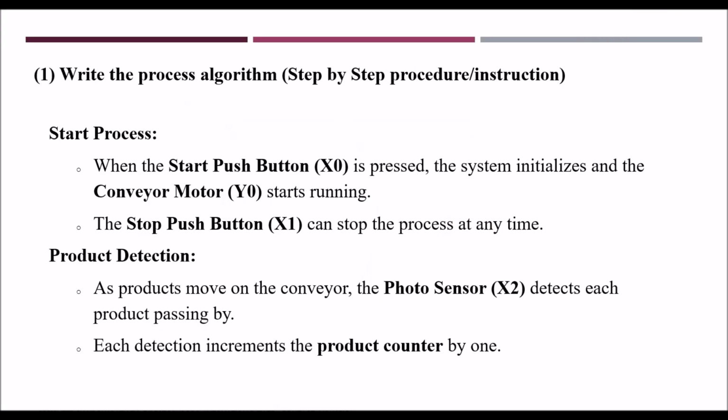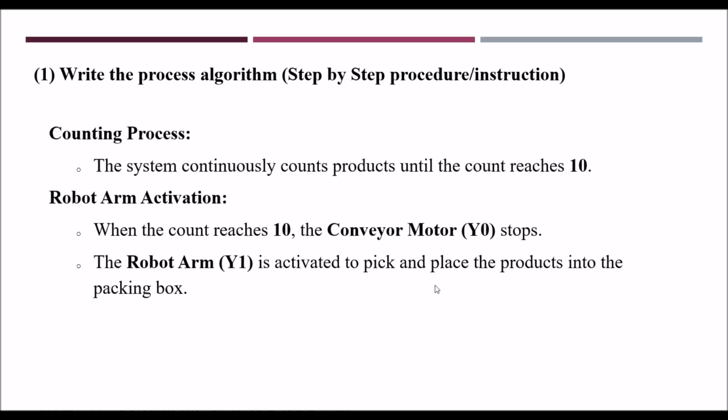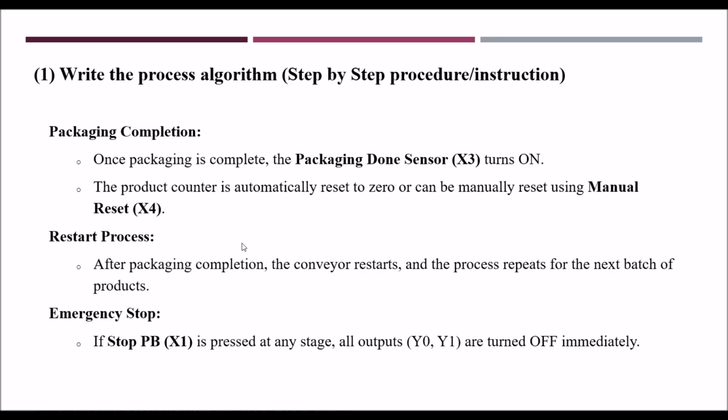This is the step by step. Please go through this. When X0 is on, the conveyor motor is on. When the photosensor is on, that detects the product, and we are using a counter to count the value of 10 products. And then when the counter value is 10, the conveyor motor stops and the robot arm will be on. That is Y1 will be on. When the package is done, X3 sensor is on. That is going to reset the counter.